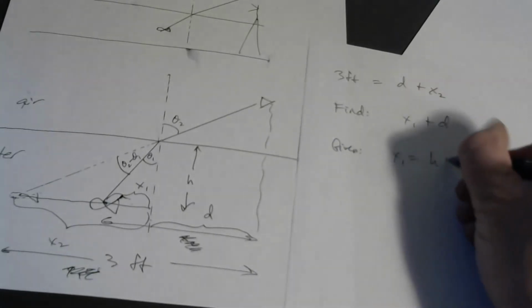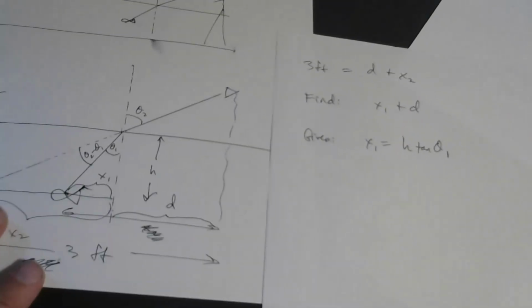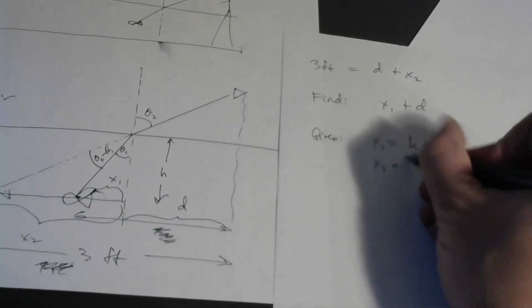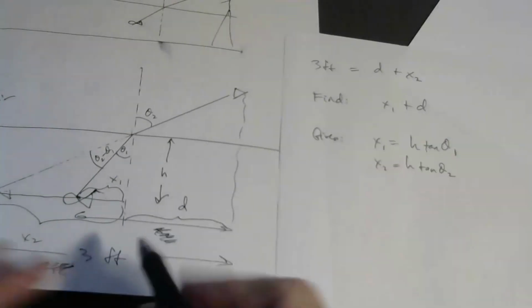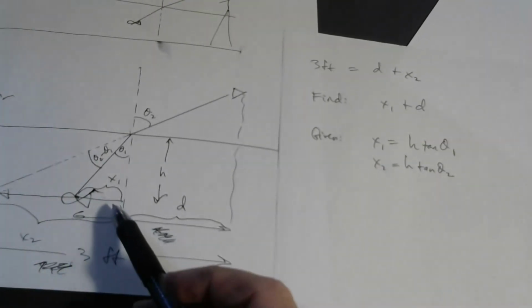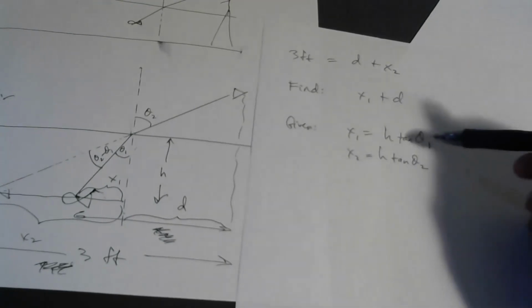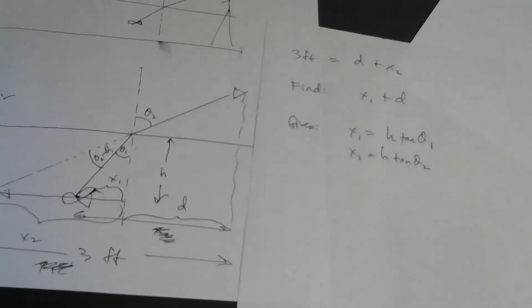x1 is equal to h tangent theta 1. And x2 would be h tangent theta 2. If you don't see that, pause the video and check what the tangent is using opposite over adjacent. Okay, we don't necessarily know what these angles are, but we do know how they relate.